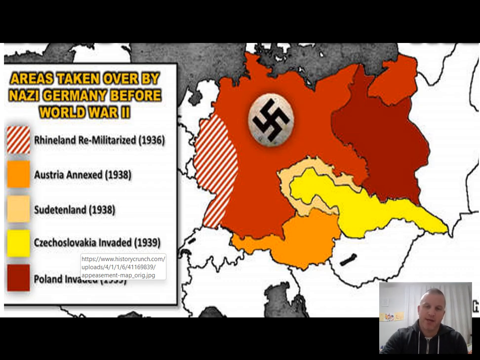The Rhineland is in Western Europe, in Western Germany, I mean. As part of the Treaty of Versailles, Germany wasn't allowed to have any military troops in that area, because over here you've got France, and France wanted essentially a buffer zone, because in World War One they'd been invaded through this area. And so the first thing that Hitler does is he sends troops back in there and waits and sees what's going to happen.